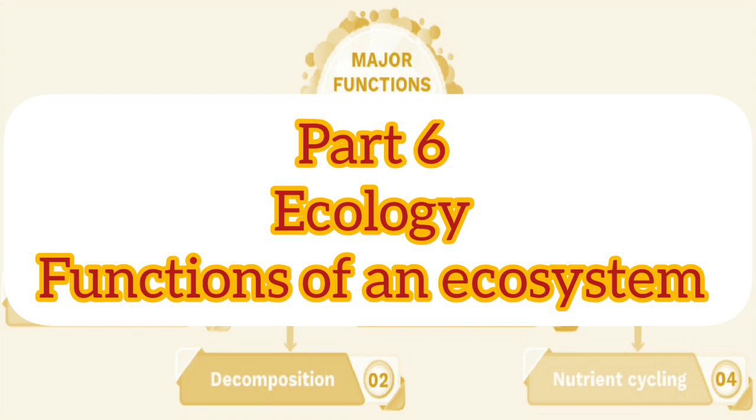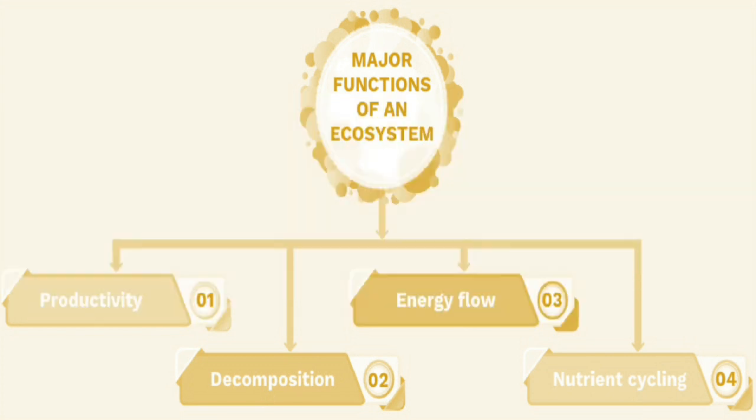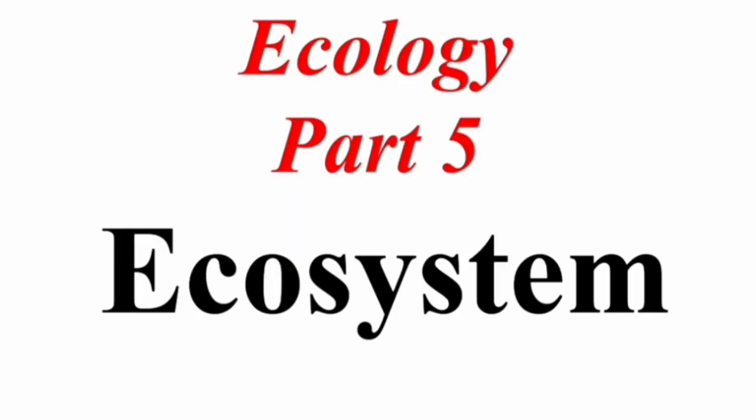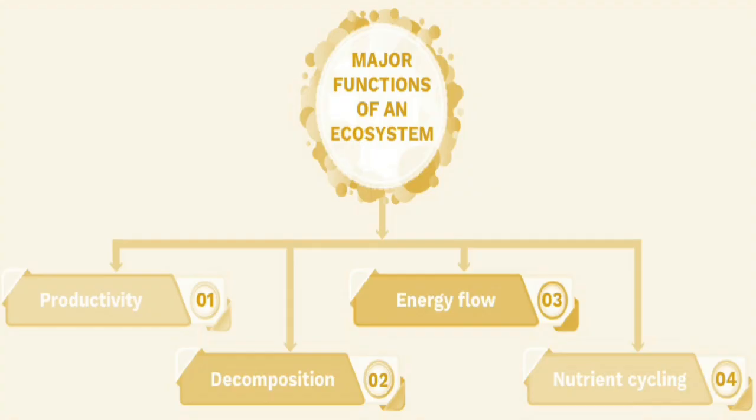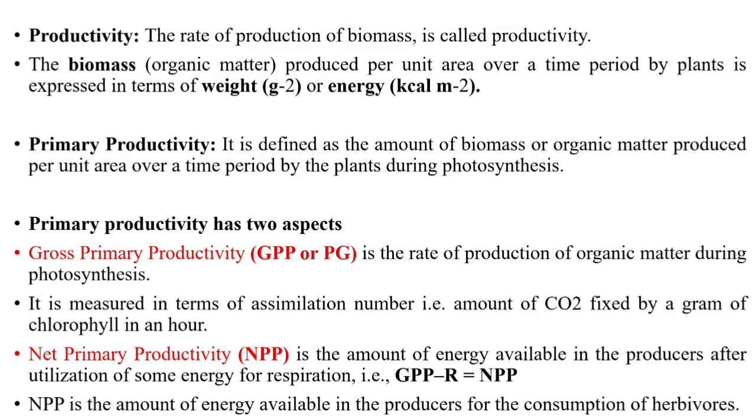It is the part 6 video of the Ecology chapter, and in this video we will discuss the functions of an ecosystem. In my previous video I discussed the basic concept of an ecosystem, then the structure of an ecosystem. So in this video we will discuss the functions of an ecosystem. There are four main types of function of an ecosystem. One is productivity, second decomposition, third energy flow, how energy flows through an ecosystem, then nutrient cycling or biogeochemical cycles. So let's start.